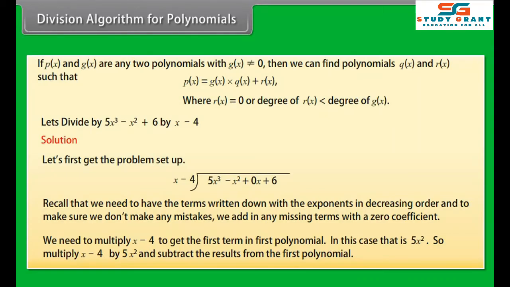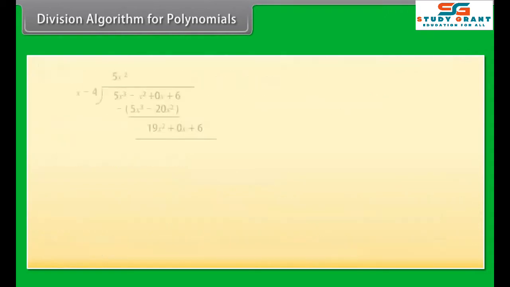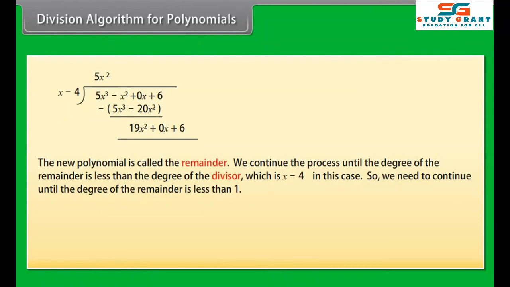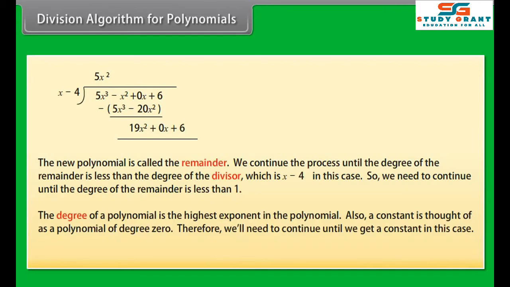Let's divide 5x cube minus x square plus 6 by x minus 4. Let's first get the problem set up. Recall that we need to have terms written down with the exponents in decreasing order, and to make sure we don't make any mistakes, we add in any missing terms with a 0 coefficient. We need to multiply x minus 4 to get the first term in the first polynomial. In this case, that is 5x square.